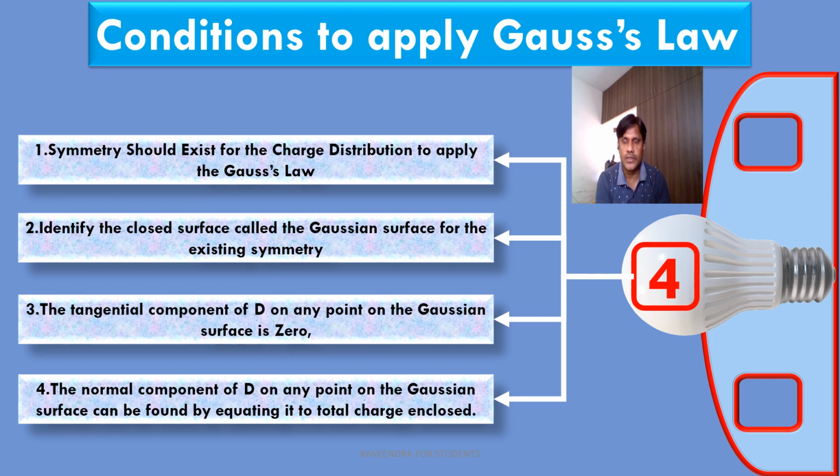Already we know that the electric flux density will always be in the normal direction. So first we have to select a closed surface called the Gaussian surface. Then at any point on that Gaussian surface we have to find out the D bar. On that particular point, if it is tangential, the value is 0. If it is normal, then according to Gauss law we equate it to the total charge enclosed. By satisfying these conditions, we can solve any electrostatic problem very easily.